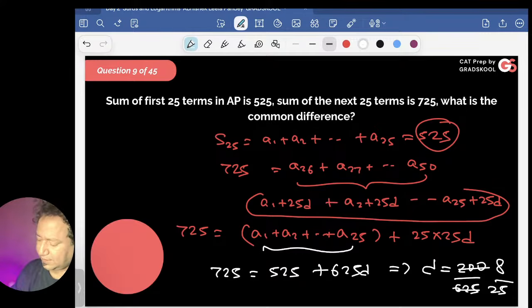All right. And this, what I have written over here, this can be done mentally as well. You can just think about it mentally, right?